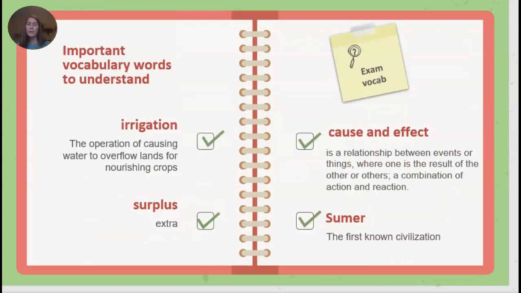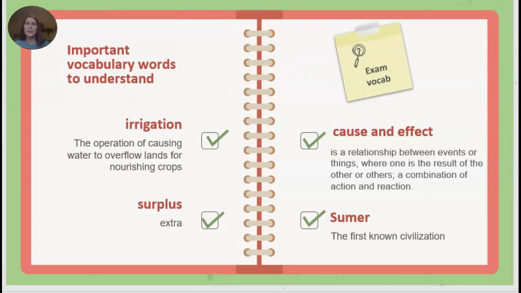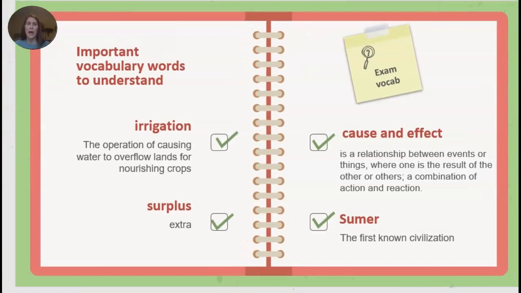So some needed vocabulary for this lesson and for your assessment. Irrigation. Irrigation is the operation of causing water to overflow lands for nourishing crops. A surplus means extra. Cause and effect is this relationship between events or things where one is the result of the other or others. It's a combination of action and reaction. And then Sumer is the first known civilization.